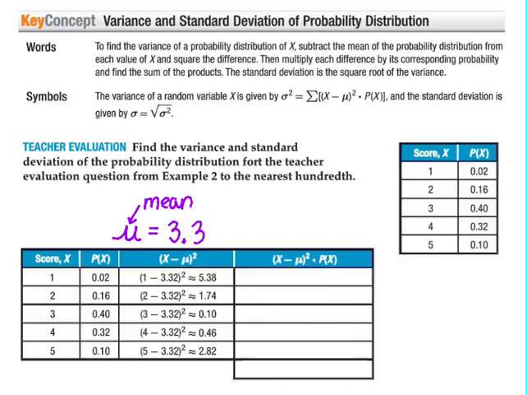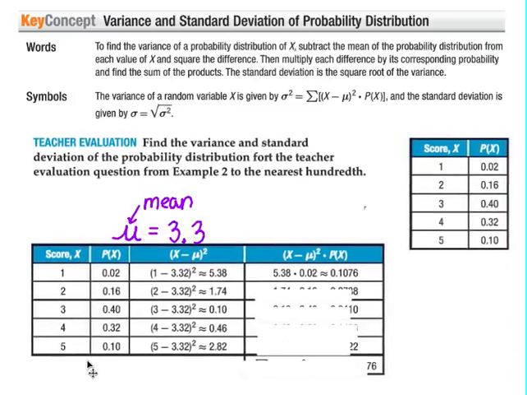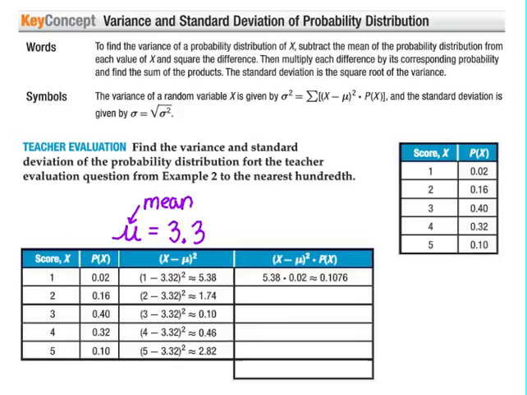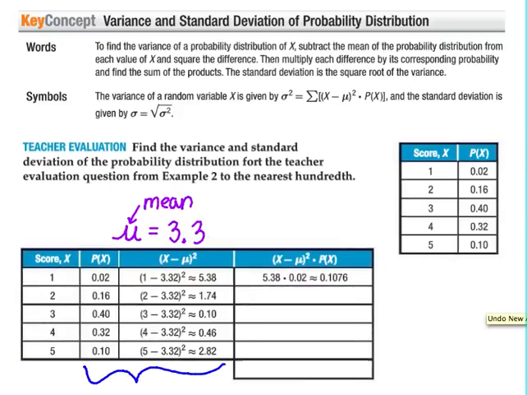And then in this next column, what are you going to do? You're going to take it times p of x. So in this case, I'm going to take 5.38 times 0.02. So basically, you're going to multiply these. Oh, shoot. Let's undo that. I'm going to multiply these two columns right here. Good job. All right, so here we go. I'm going to multiply those two columns. And so when I multiply those two columns, these are the values I get.